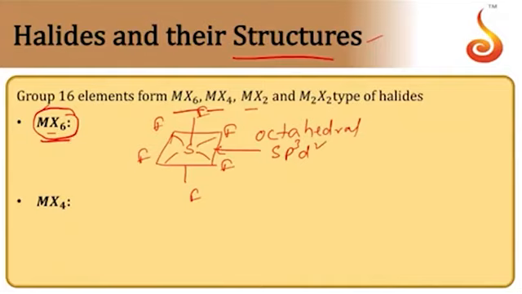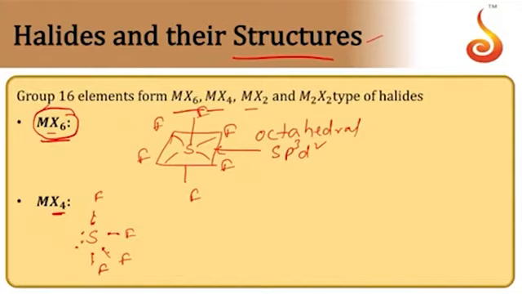Now let us take MX4. The central atom, let us take for example the SF4 molecule. Sulfur has 6 valence electrons here, so let us take 1, 2, 3, 4, 5 and 6 valence electrons. There are 4 bonds towards 4 halogens. 4 bonds are being formed, and still we have one more lone pair. So number of bond pairs is 4, and one lone pair. So total number of pairs, lone pairs plus bond pairs, is equal to 5. If it is 5, hybridization is going to be sp3d.